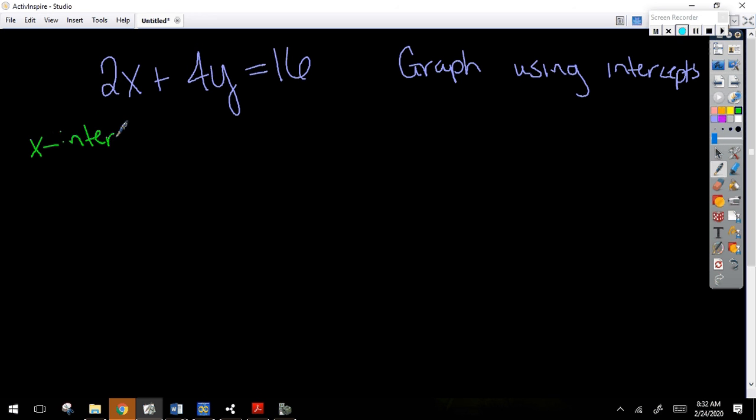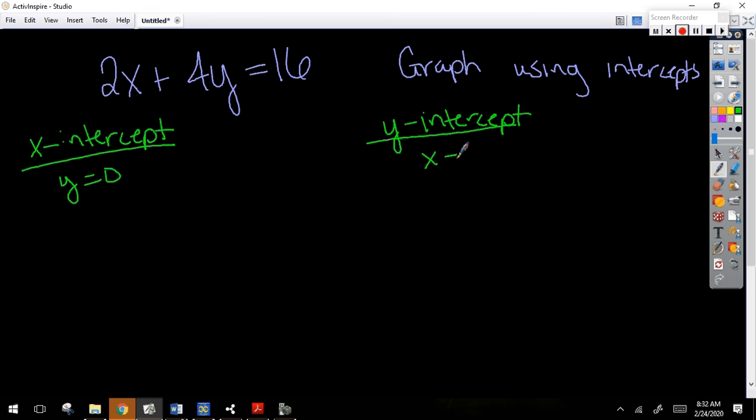What do you know about the x-intercept? Y is going to equal 0. Are we all good on that? And what do we know about the y-intercept? Are we all good on that? So plug them in and find the other half of the point. That's what the equation does. The equation tells us if we have an x or a y, we can find the other half.